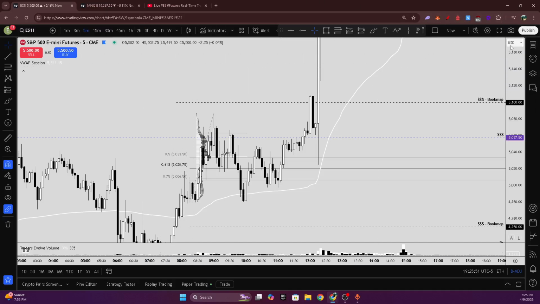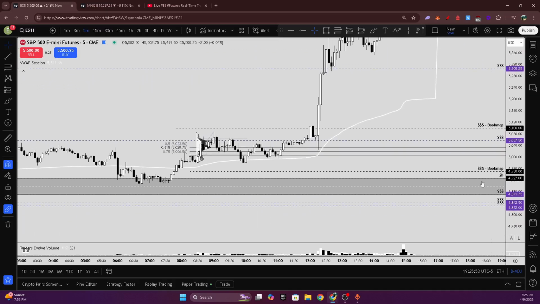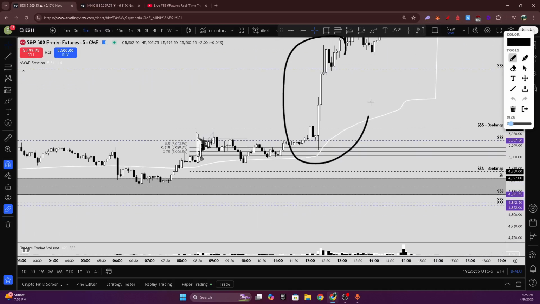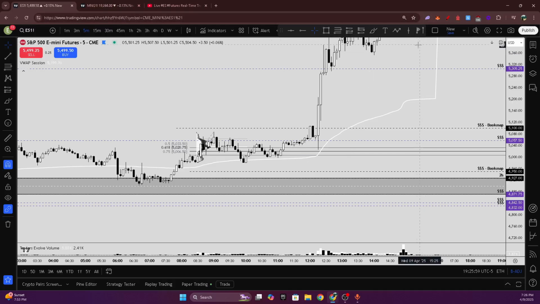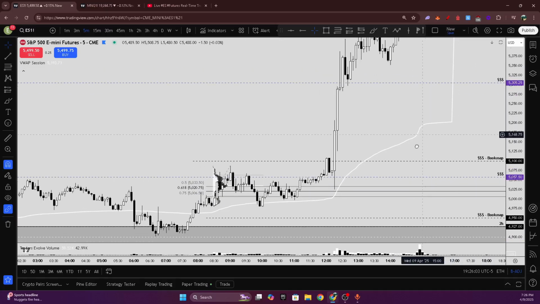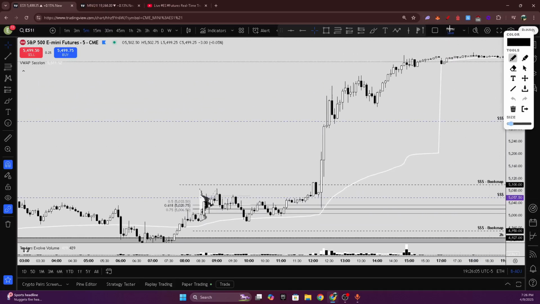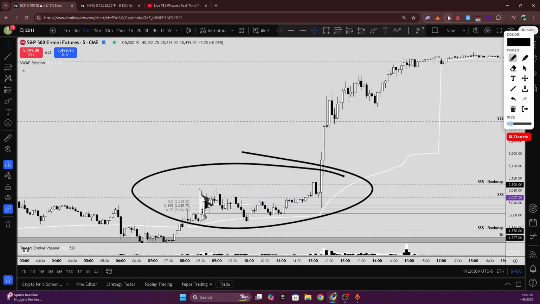So today was quite a crazy day, as depicted by this right here. Today was essentially a day for me to test different things regarding order flow, to see what works on high impact news days such as this.